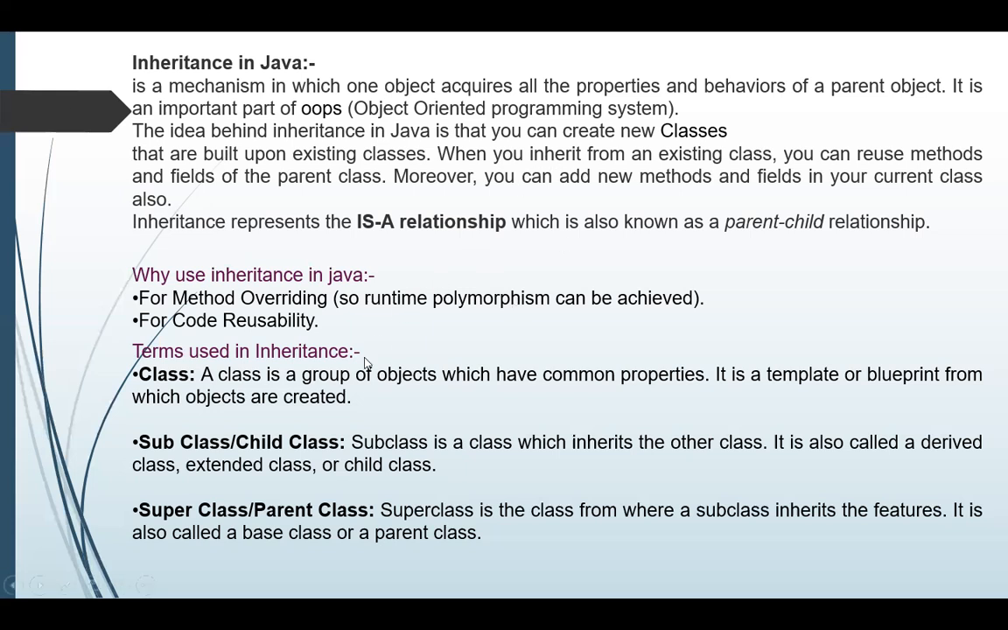Now, the terms we have in inheritance are class, subclass, and superclass. What are these? We will see. First of all, according to the definition, what is a class? A class is a group of objects which have common properties. Common property means that you define a class and you can create multiple objects of it. It's a template or blueprint, or we can say it's a map that we have.